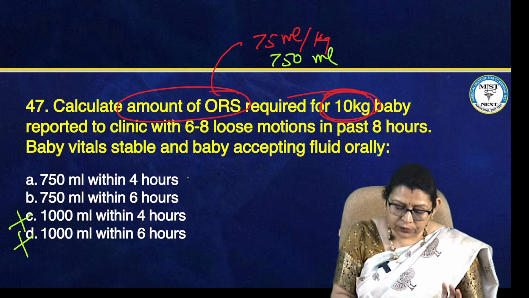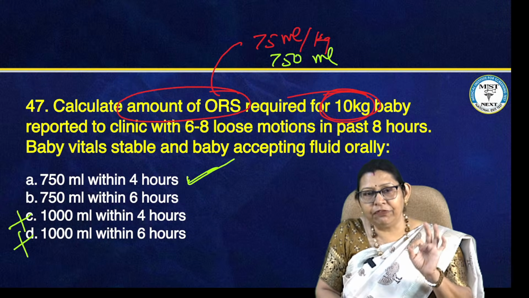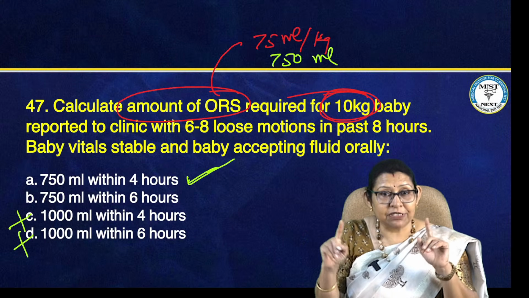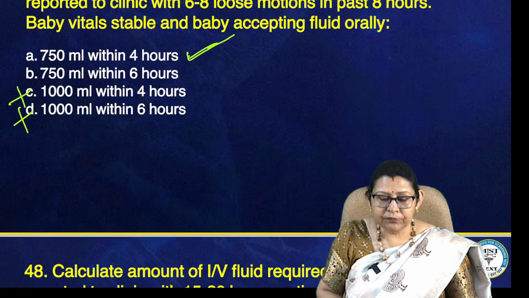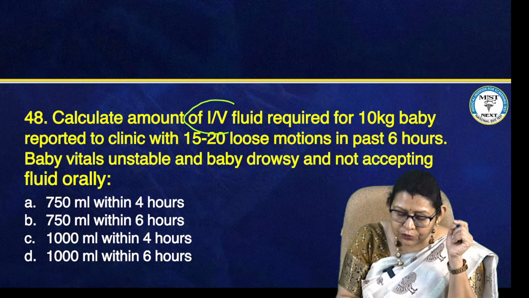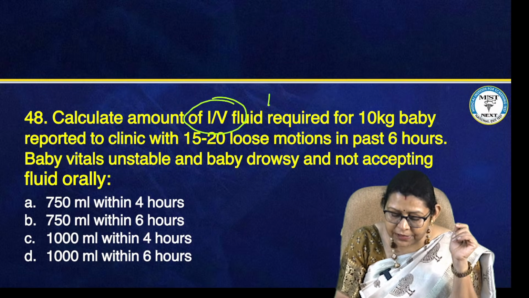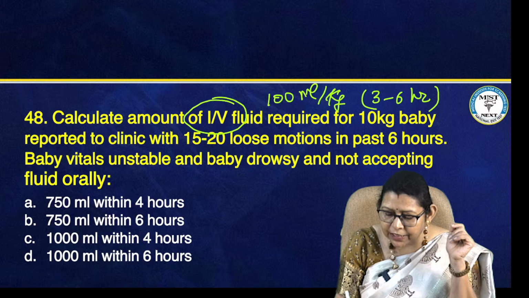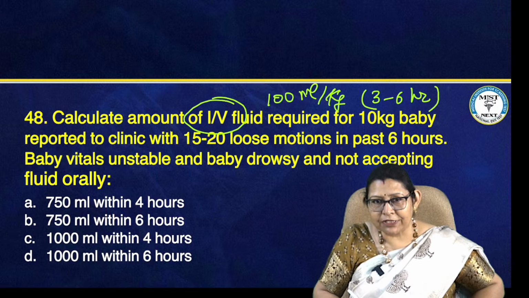ठीक है, so the best answer is 750 ml to be given within 4 hours. ठीक है, 6 hours में IV fluids देते हैं. Calculate the amount of IV fluid. IV fluid अब कितना जरूरत होता है? The straightforward concept is it is 100 ml per kg of the body weight to be given within 3 to 6 hours. ठीक है, IV fluid 3 to 6 hours में देते हैं.